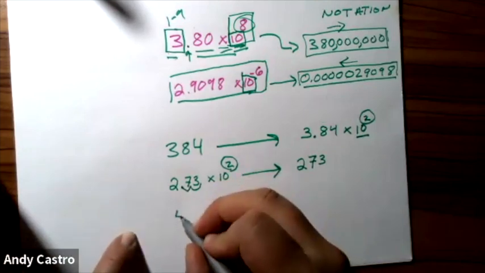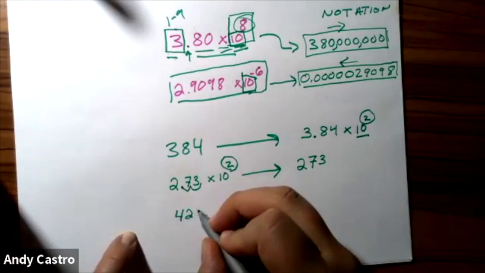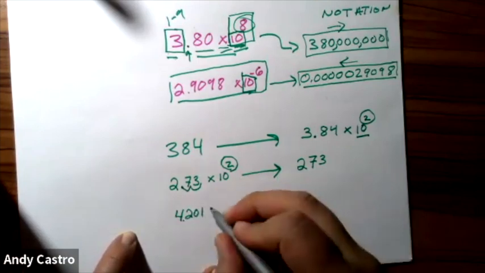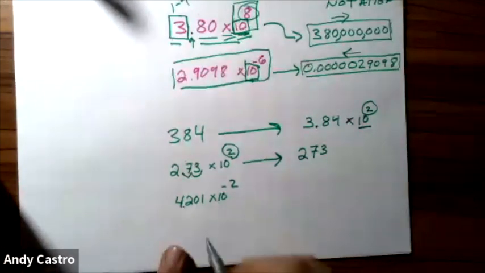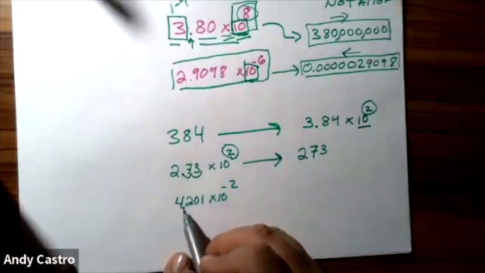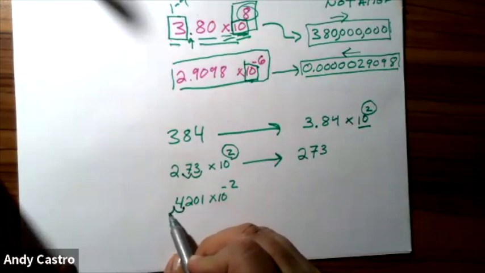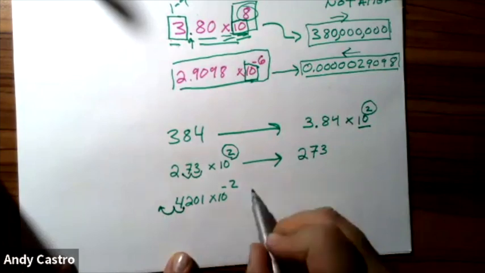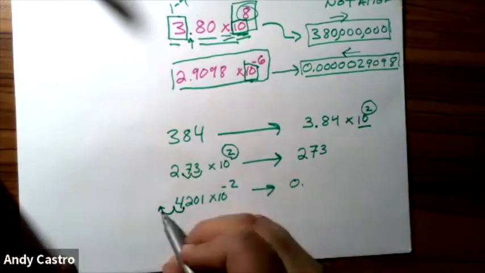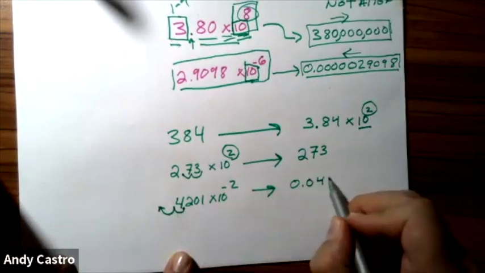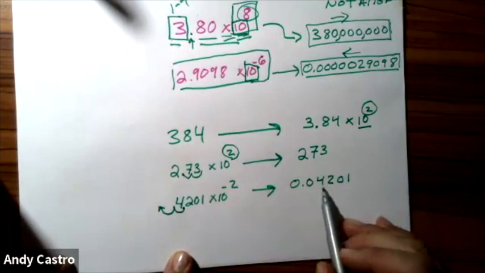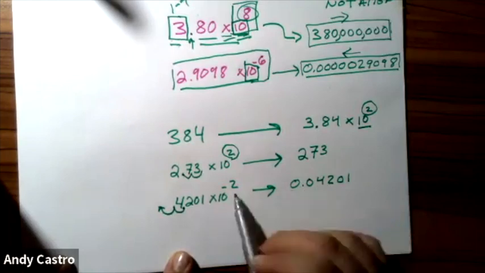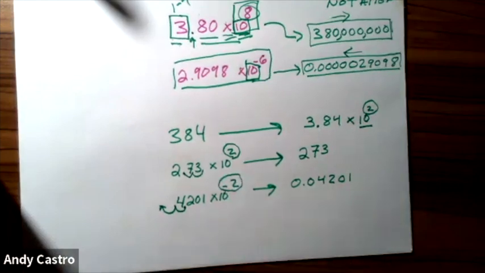If I have 4.201 times 10 to the -2, what would that be? Well, I would take this decimal point here, and rather than going to the right 2 places, I'm going to go to the left 2 places. So this would become 0.04201. The decimal point used to be here, and then it moved 2 to the left because of the -2.